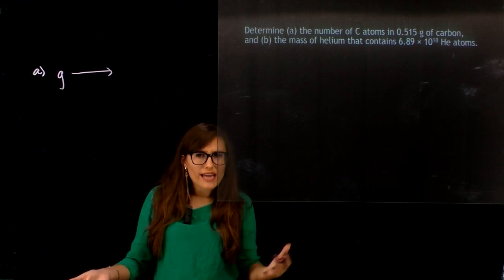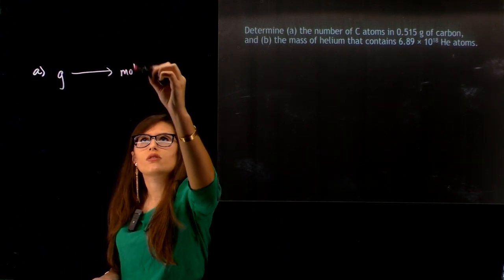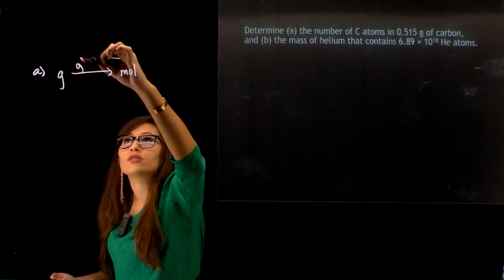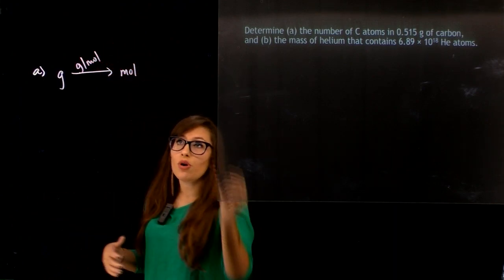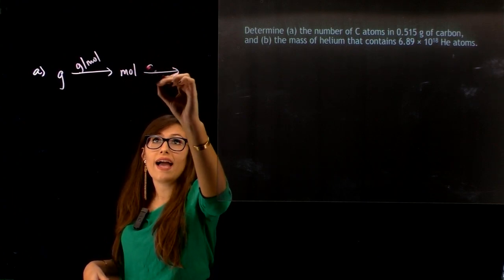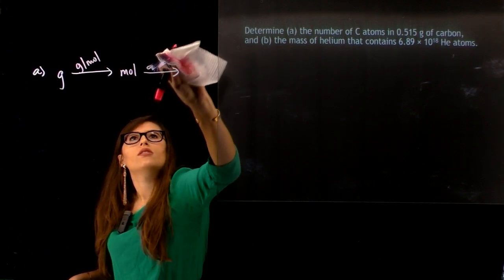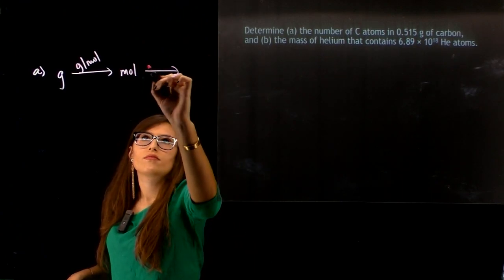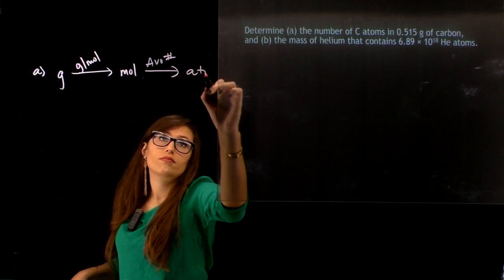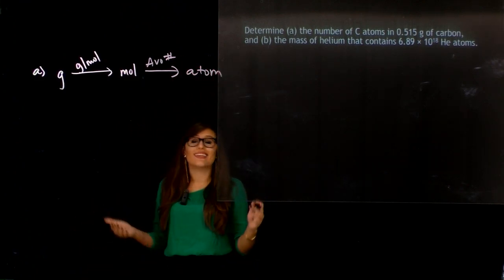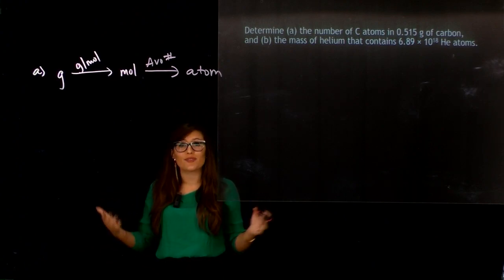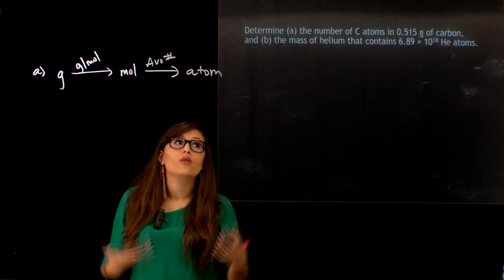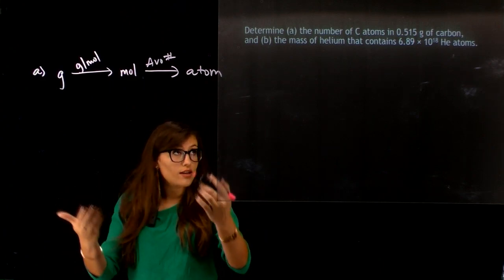Well, in order to go from grams all the way to atoms, we need to first convert to moles. And in order to do this, we need to use the atomic weight of carbon, which has units of grams per mole. So once we convert to moles, we can then go from moles to atoms by using Avogadro's number, which says 1 mole of anything is equal to 6.022 times 10 to the 23rd atoms, molecules, whatever you're looking for. So now that we have our think map drawn out, we can then approach this problem.